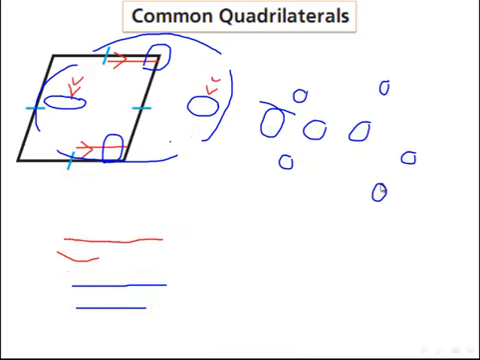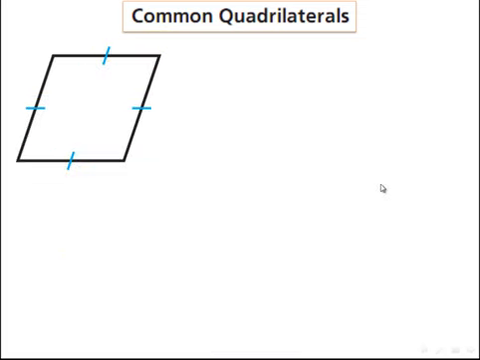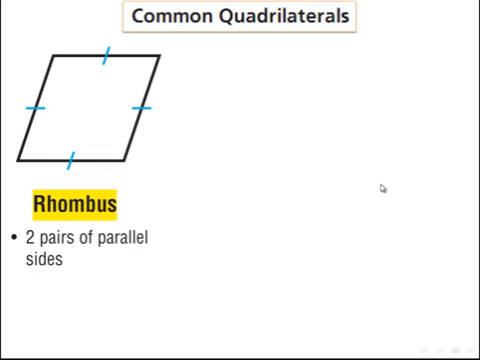Okay, let's go to the third quadrilateral with us today. Now, what is its name? Do you know its name? I'm gonna tell you. It's a rhombus. Please repeat it after me. Rhombus, rhombus, rhombus. What are its conditions? It has, as you see, two conditions.